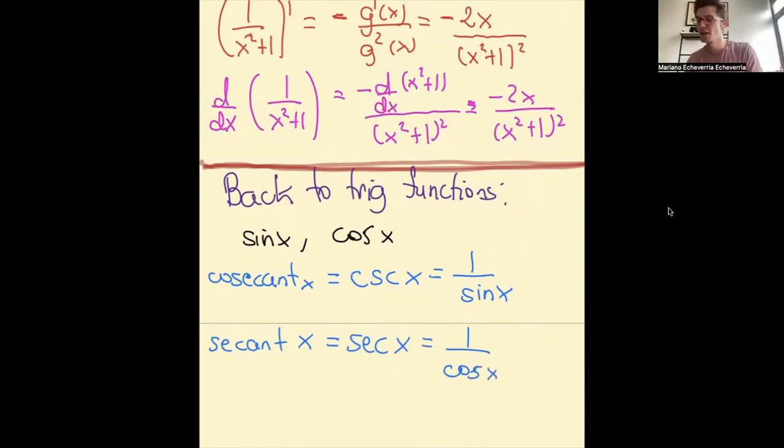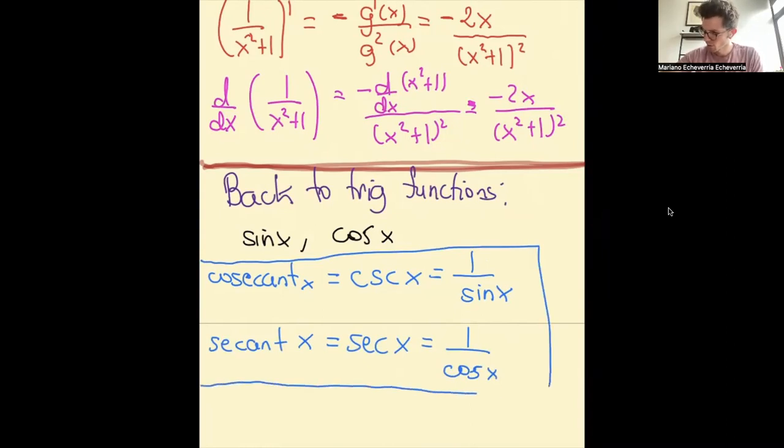Okay, so finally these two make an appearance. I don't think we have used them before. But we can use this rule to find the derivatives of them.